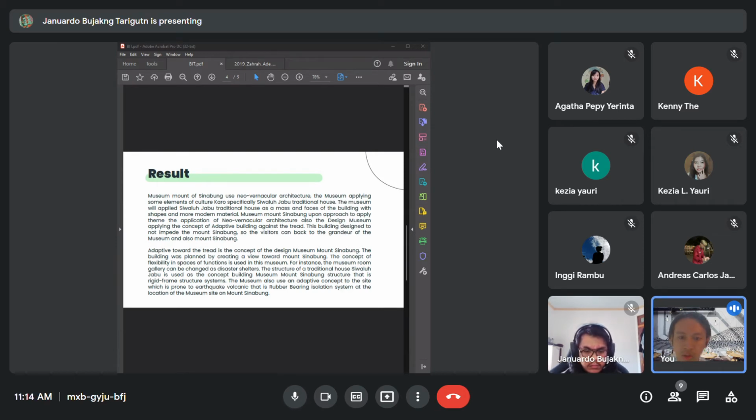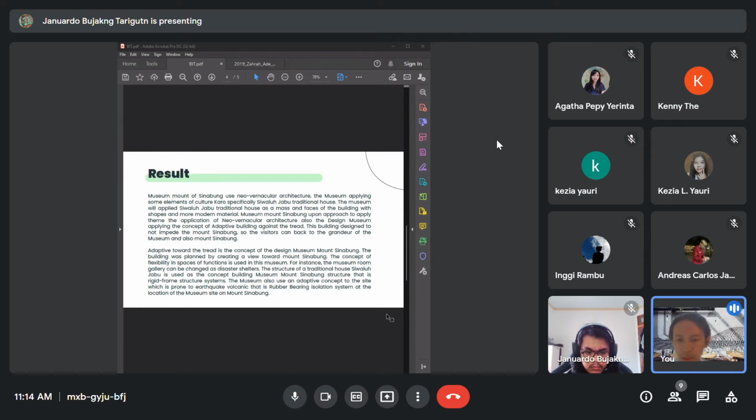Also, the museum design applies the concept of an adaptive building against the threat. This building is designed to not impede Mount Sinabung, so the visitors can appreciate the grandeur of the museum and also Mount Sinabung. The building was planned by creating a view toward Mount Sinabung.